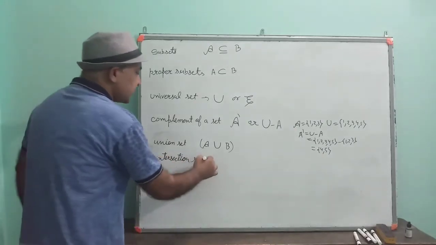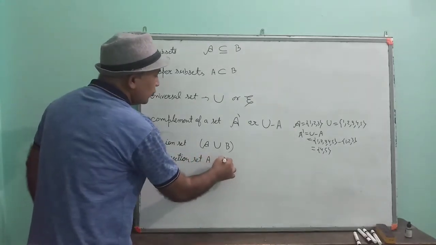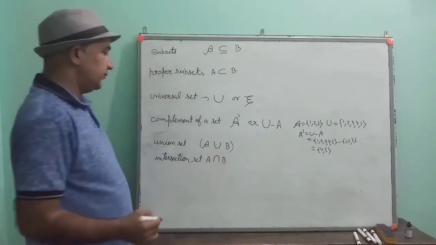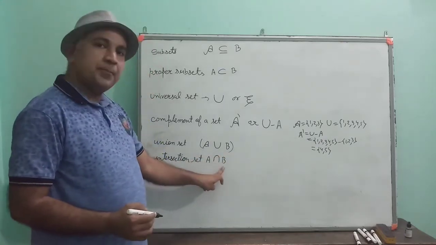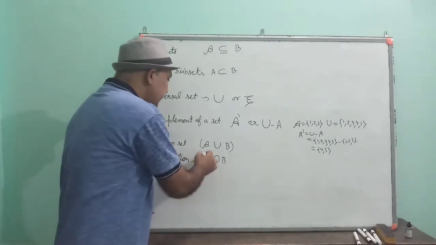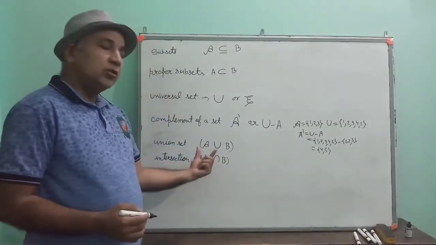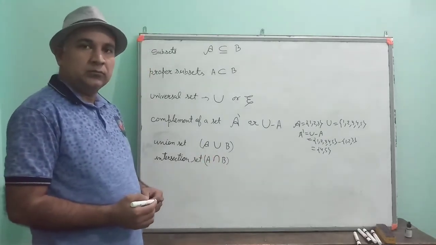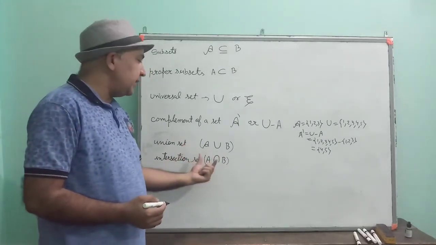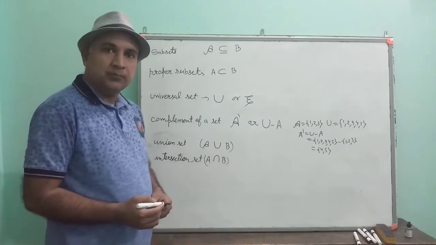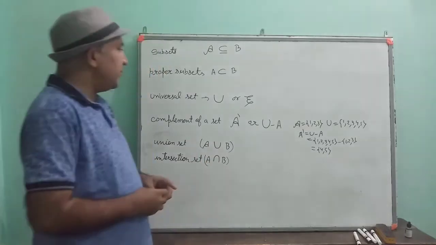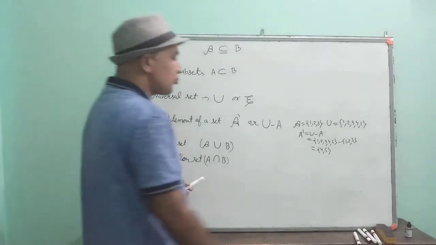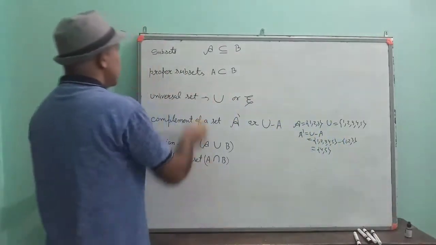Now intersection set. Suppose there are two sets A and B, then the intersection symbol is this one. A intersection B. A intersection B means those elements which are common in A and B both. Okay, these are the meanings of these symbols and sets. Now we are going to solve the numericals. So see it.